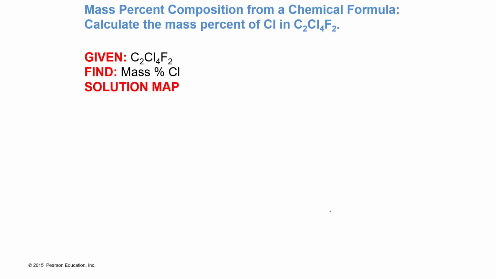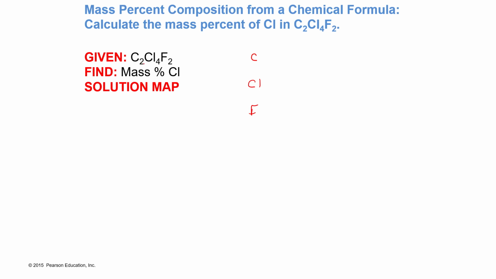So given C2Cl4F2, what is the mass percent of chlorine? First we have to figure out the mass of the whole compound. So in this compound we have carbon, chlorine, and fluorine.